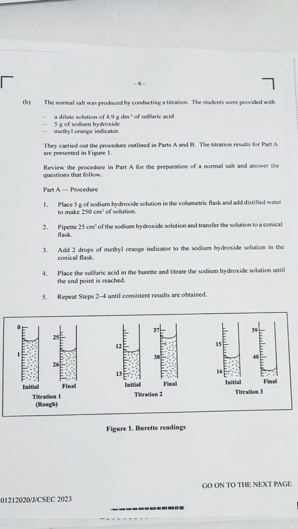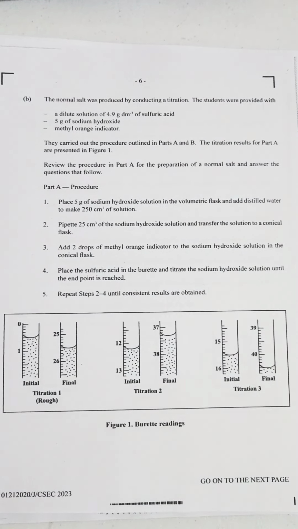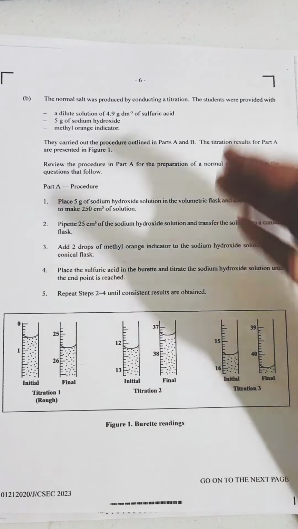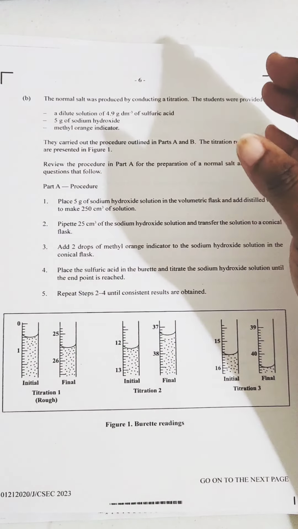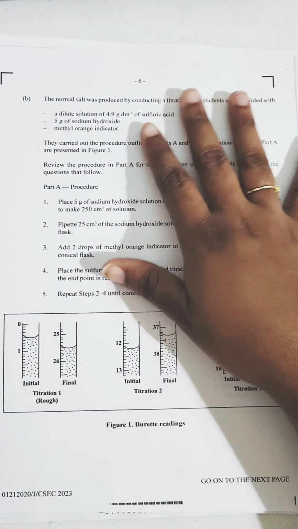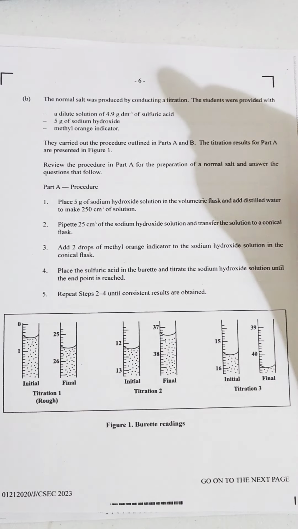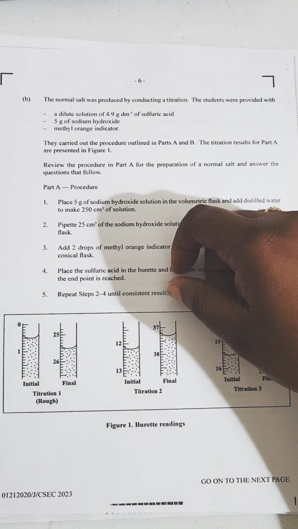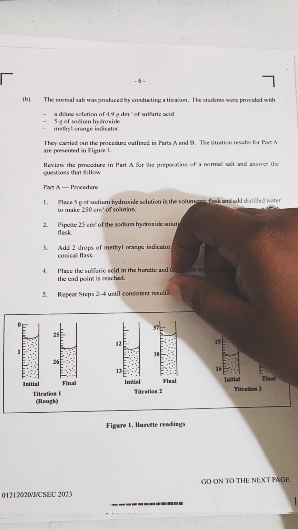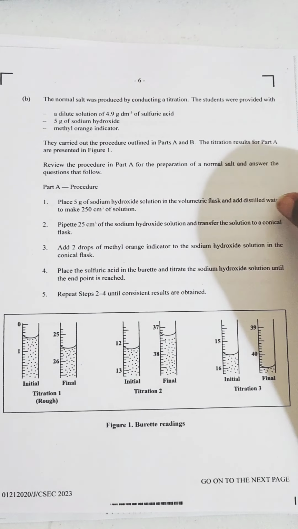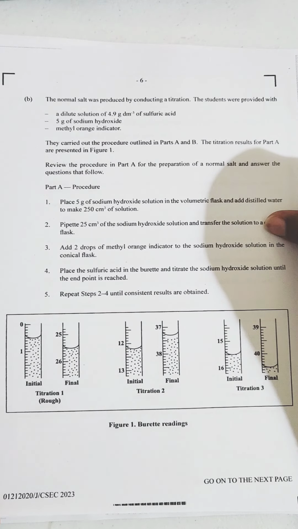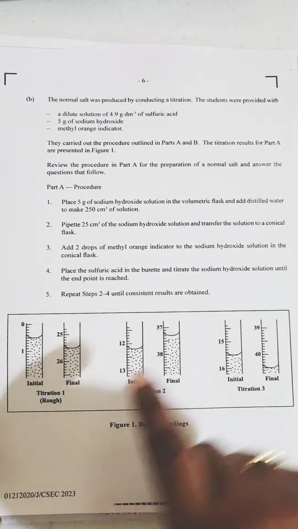And as usual, what is done in CSEC is that they give you some sort of experiment and they lay out everything that was done. So we have here, the normal salt was produced by conducting a titration. The students were provided with a dilute solution of 4.9 grams per dm cube of sulfuric acid, 5 grams of sodium hydroxide, and indicator methyl orange. They carried out the procedure outlined in figures A and B. The titration results of part A are presented in the figure below, which is here.